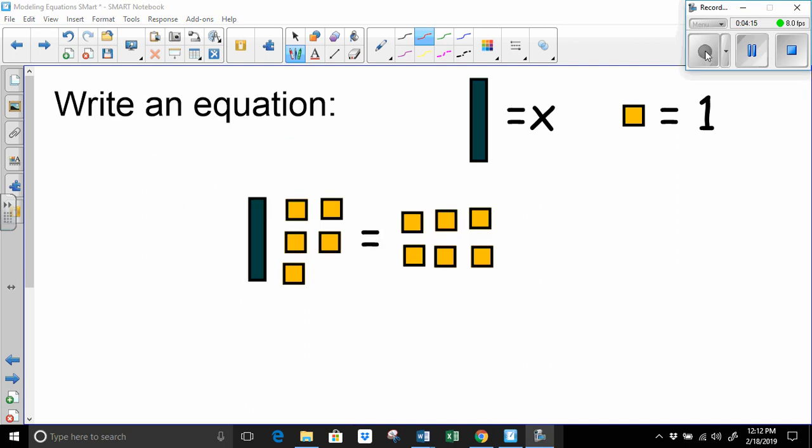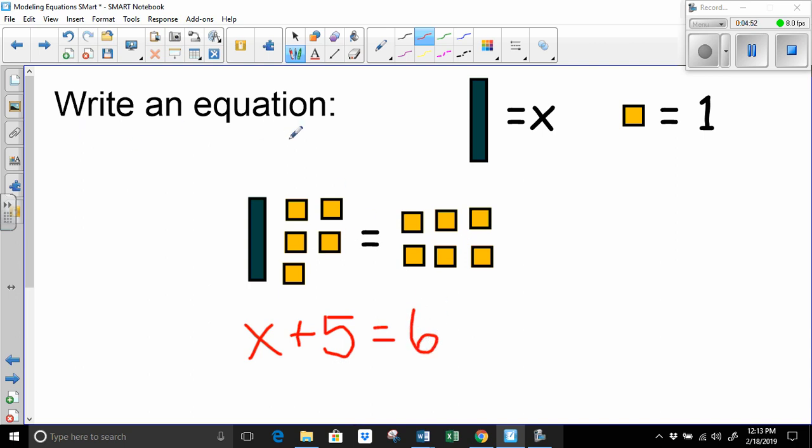Now let's take a look at this equation. We still have our key here with 1 bar equaling x and 1 square equaling 1. But this time they want us to write an equation. So if we have 1 single bar here, that would be representing x. And notice there are 1, 2, 3, 4, 5 single little boxes added to it. So we're going to say plus 5 equals, and then there's 1, 2, 3, 4, 5, 6 single little boxes here. So we're going to say equals 6.